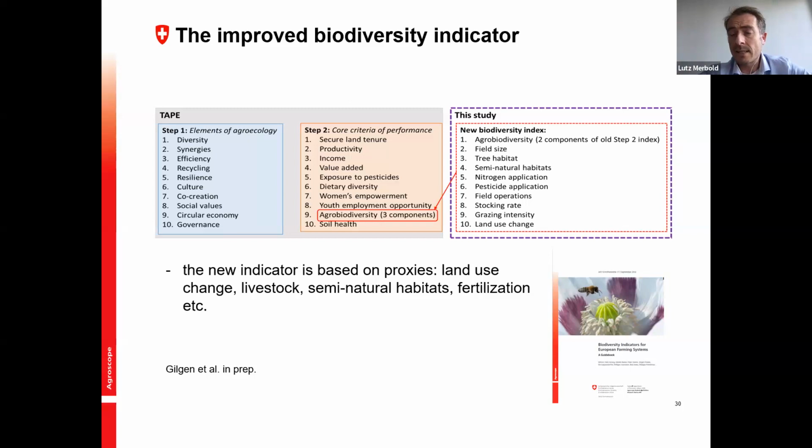And the individual drivers, which you can easily derive during field surveys, are: what's your field size? What are tree habitats, for instance? How much nitrogen or fertilizer are you applying? Your pesticide applications, your field operations, your grazing intensity, and whether there's land use change. And through that, you can actually come to a quantitative system and assess biodiversity more comprehensively than before. And the results look as follows.